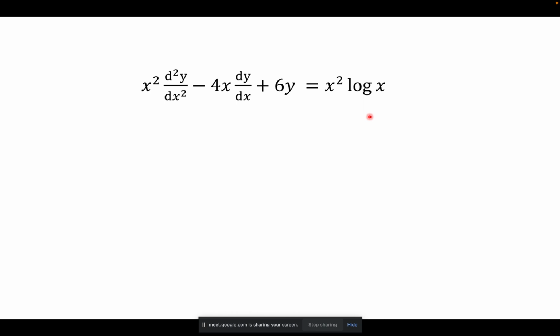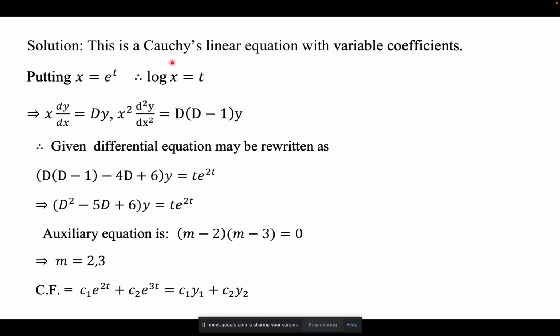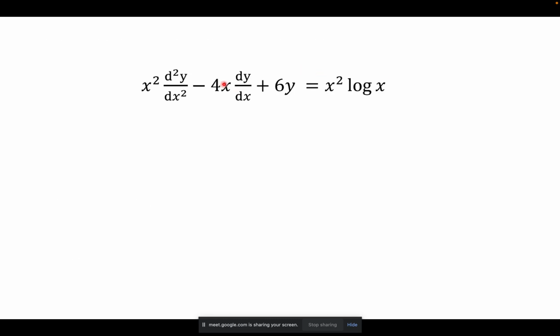So here, if you recall what you learned in week 2, you realize that the left hand side is a Cauchy-Euler equation, right? So you know how to solve the Cauchy-Euler equation. So let's go through the solution. As I told you, this is a Cauchy-Euler equation with variable coefficients because you have terms like x square appearing with the derivatives.